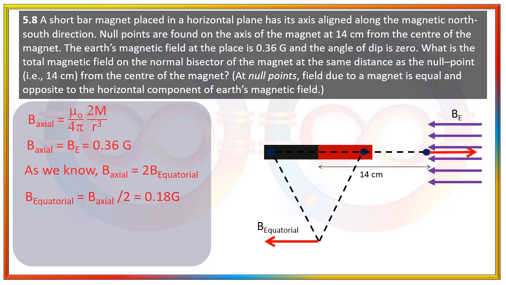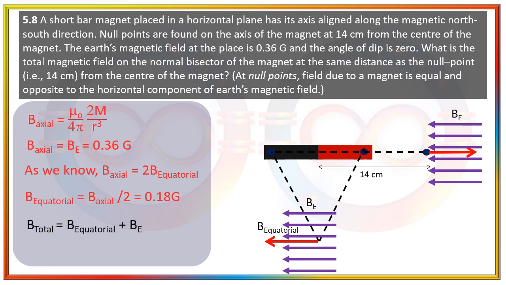So half means it will be 0.18 Gauss, but this is not the total field at that point, because the Earth's magnetic field is present at each and every point, having 0.36 Gauss in magnitude. So we have already calculated 0.18 Gauss because of the magnet itself, and it is supported by the Earth's magnetic field. So the total field would be equatorial plus Earth's magnetic field. Earth's magnetic field is 0.36, equatorial we have calculated 0.18. After adding, it is 0.54 Gauss as the total magnetic field at the equatorial line position.